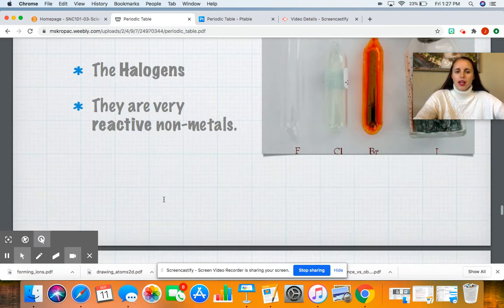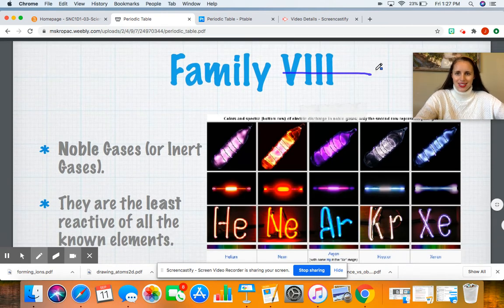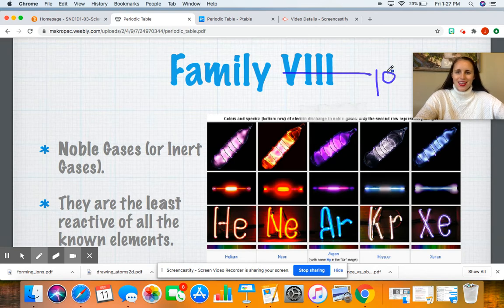Last group we're going to talk about is our noble gases. That's group 18. They are also called the inert gases. Inert means non-reactive. So noble gases are actually the least reactive of all known elements. That's because they have a full valence shell.